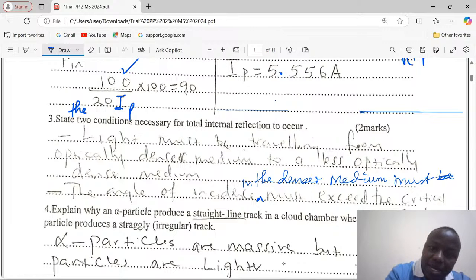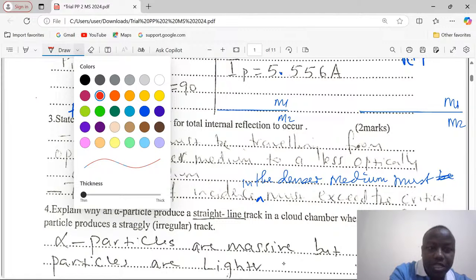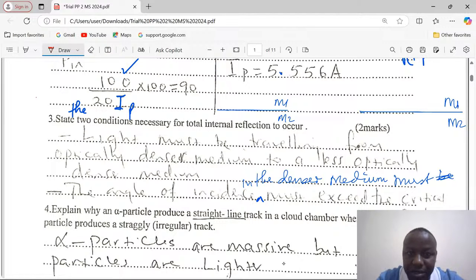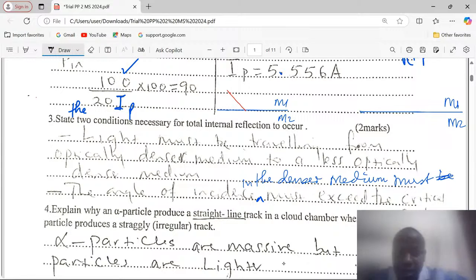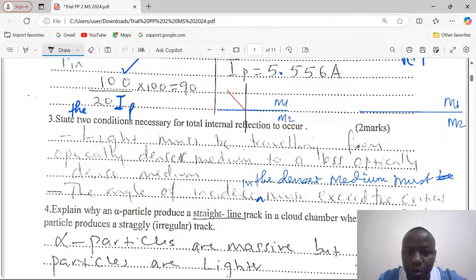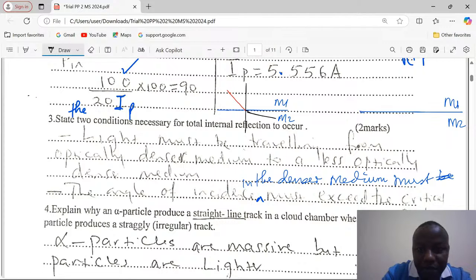This is media 1, media 2, and another case we have media 1, media 2. So in the first case, if we got light moving such that it is incident like that, then we can now draw what we call the normal at that point. We will have refraction behaving this way, away from the normal. So refraction would be away from the normal.